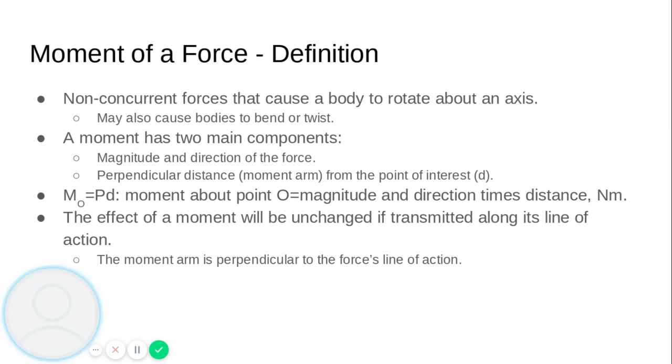The effect of a moment will be unchanged if transmitted along its line of action. So if you move the force along the line of action, then it won't change. Same thing with a moment. It will not change if moved along the line of action. And the moment arm, just remember, is perpendicular to the force's line of action.